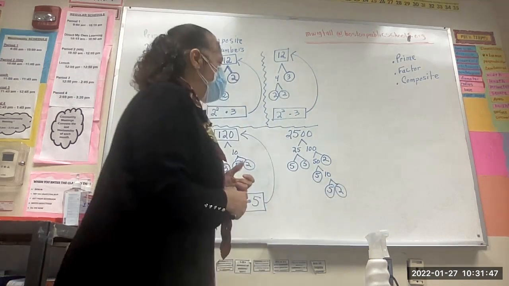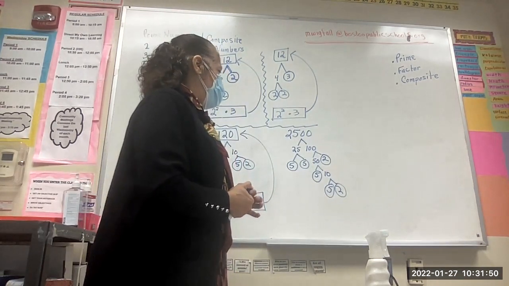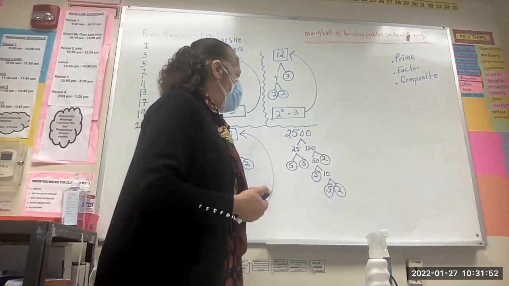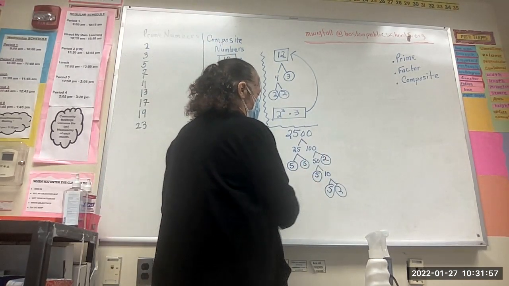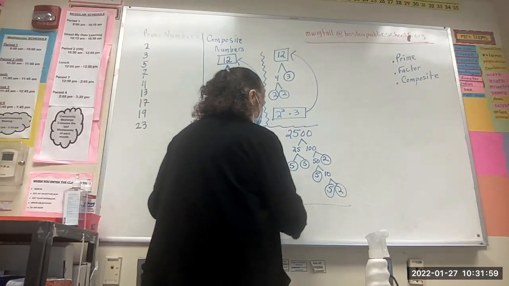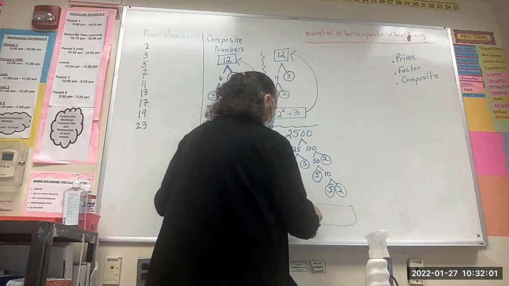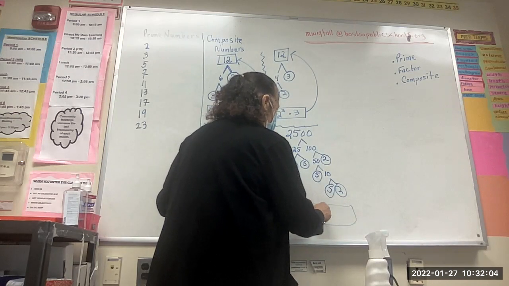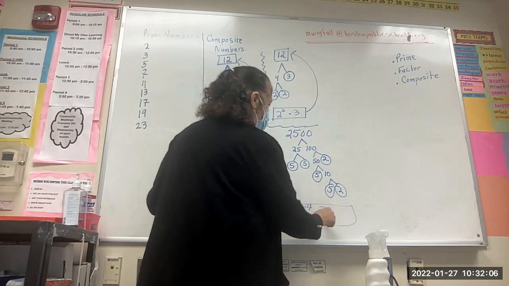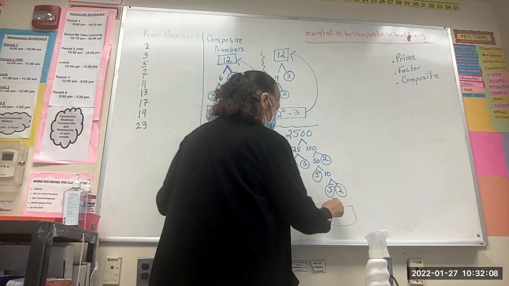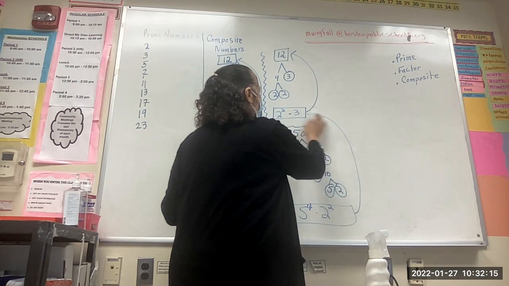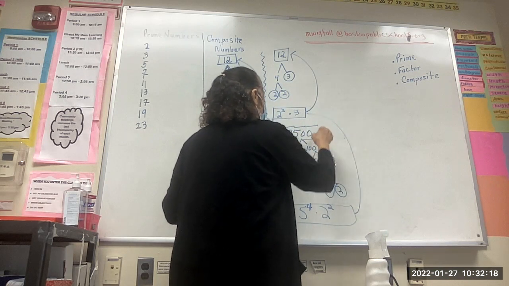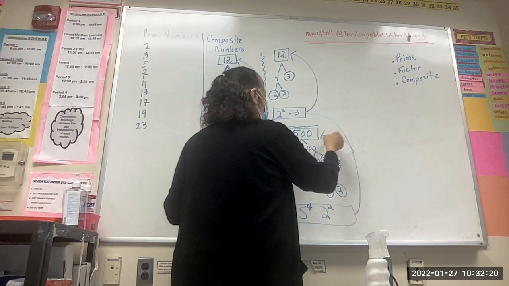And now on the end of my factor tree, I have all prime numbers. I have 1, 2, 3, 4 5s. So that would be 5 to the power of 4 times 2 to the power of 2. And if you multiply that out, you'll see that it will lead you right back here to the 2,500.